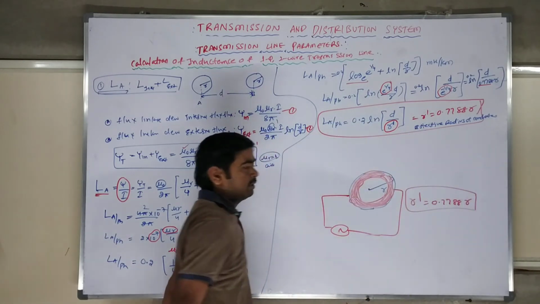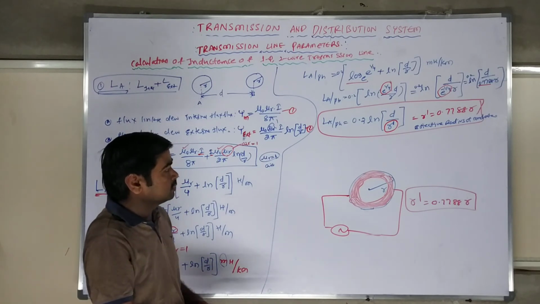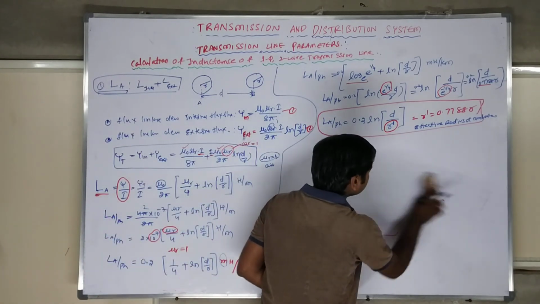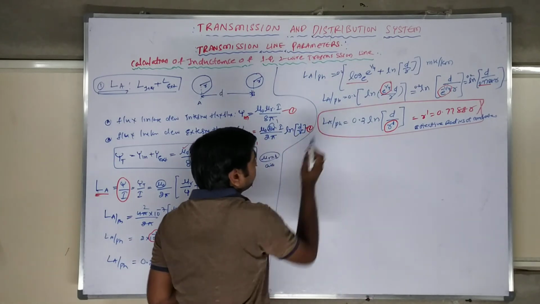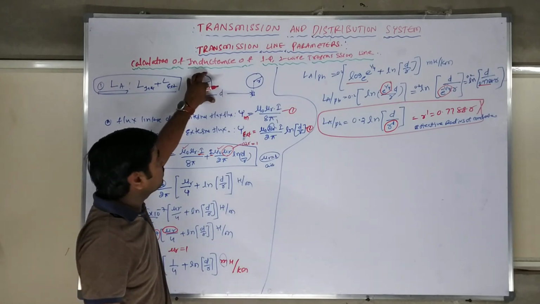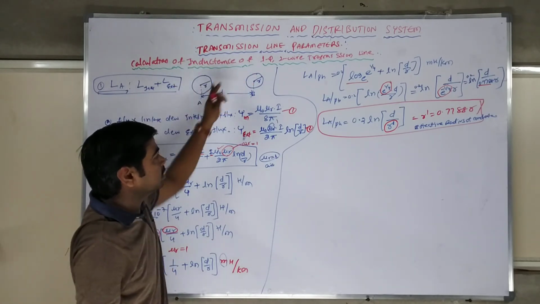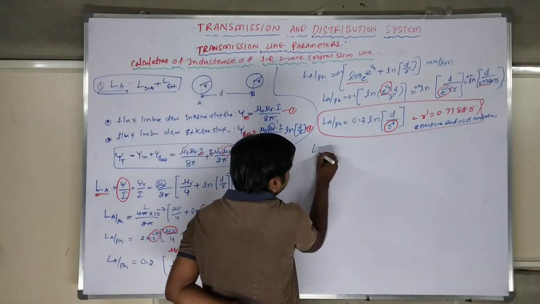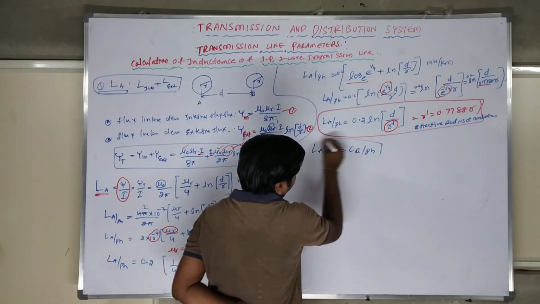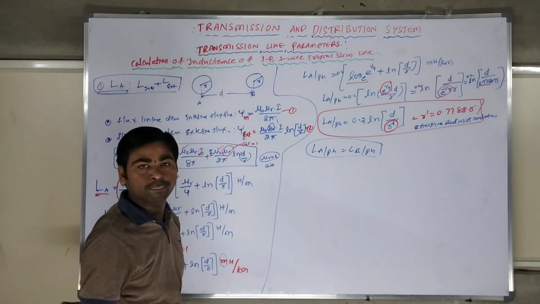This is what I wrote, the effective radius. I hope you understand this. Understood? So this is the inductance per phase, the inductance of one line. So what is the inductance of two lines? This plus this one. Both inductances per phase are the same. So LA per phase is equal to LB per phase because both are the same.